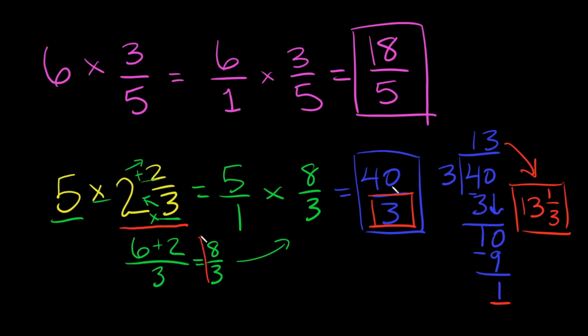So the main point of this problem is if we have a mixed fraction, we need to turn it into just a regular fraction, and then we can multiply like normal. So let's do another example.